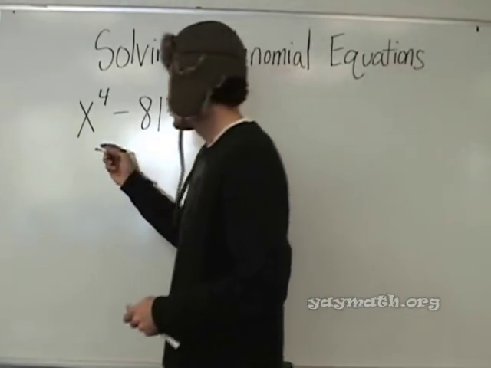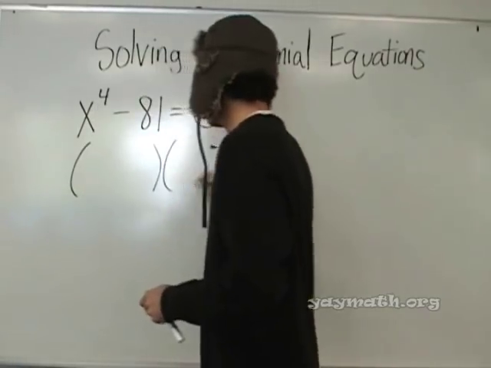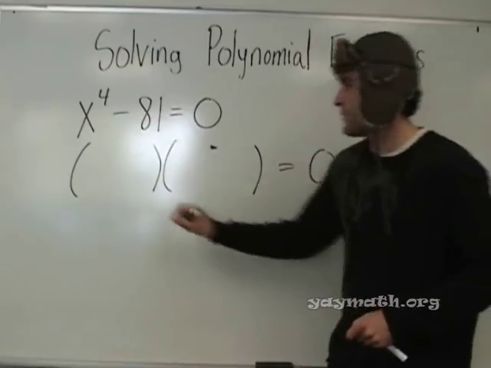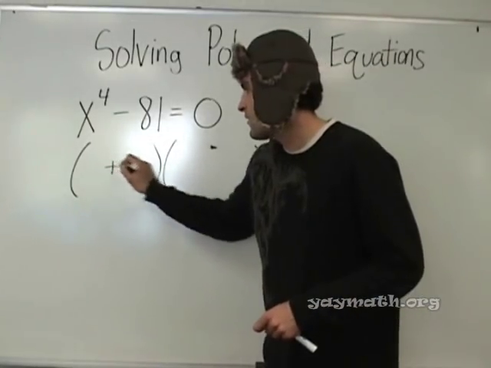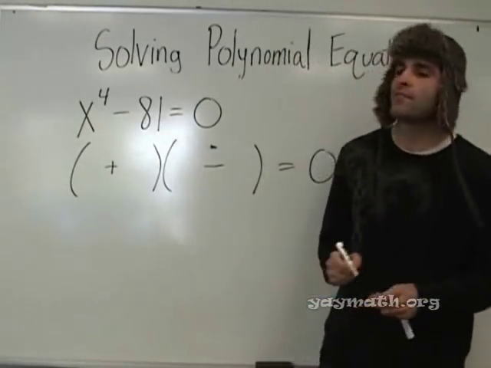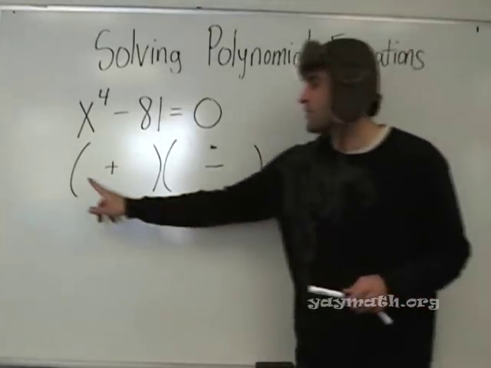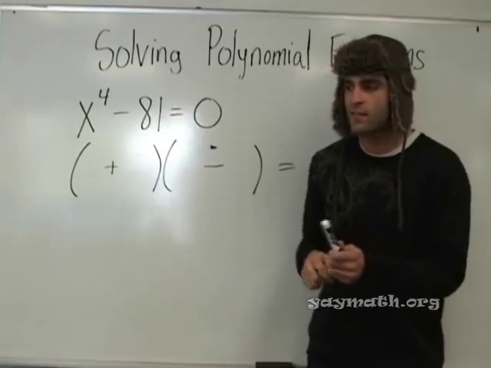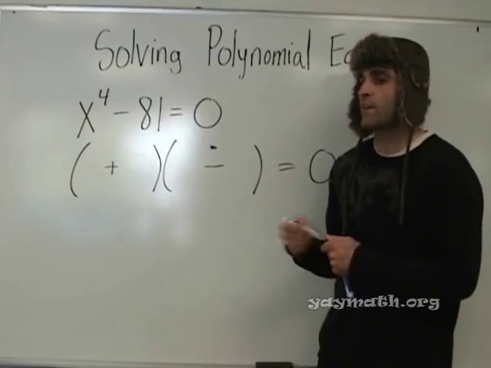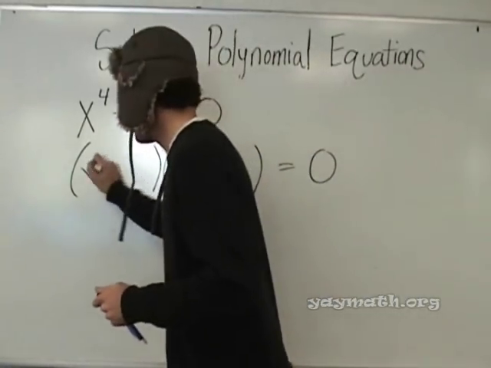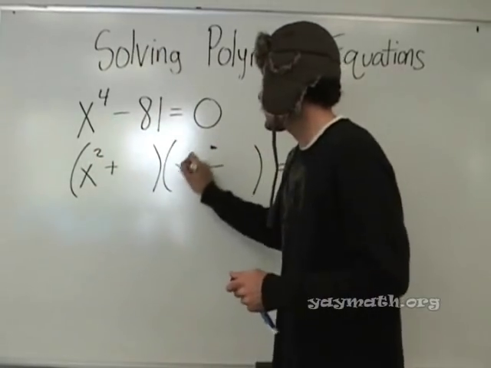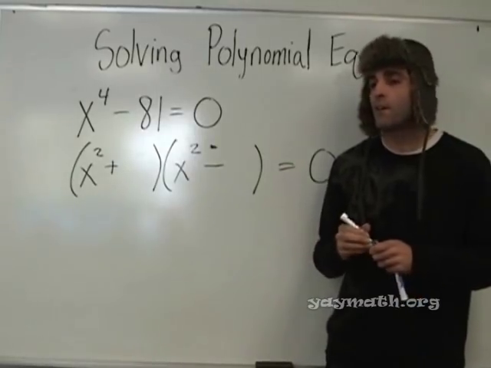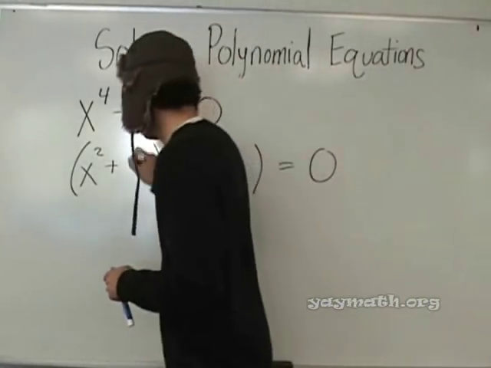So observe. Difference of squares follows this format. Equals 0. And then we have a plus, we have a minus. The first 2 terms are the terms that multiply to make x to the 4th, and they are x squared and x squared. They have to be the same thing. And the second 2 terms multiply to make 81: 9 and 9.